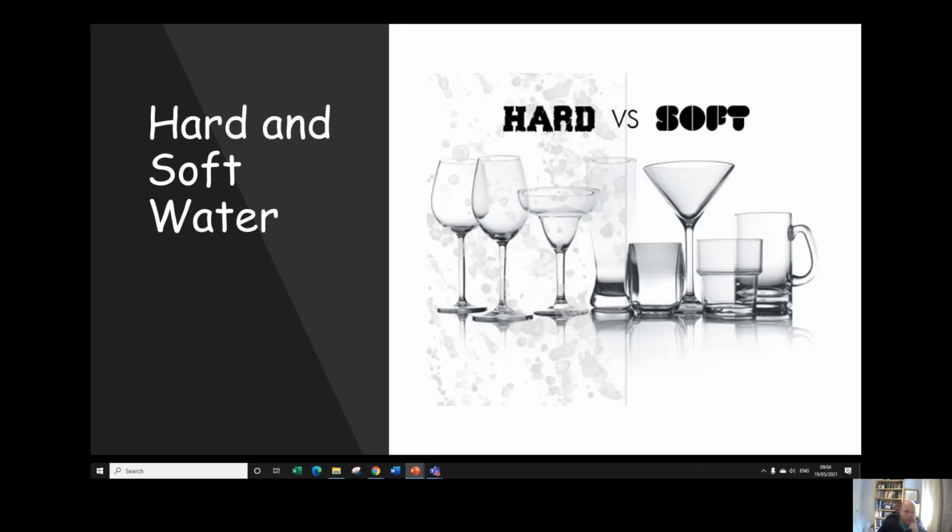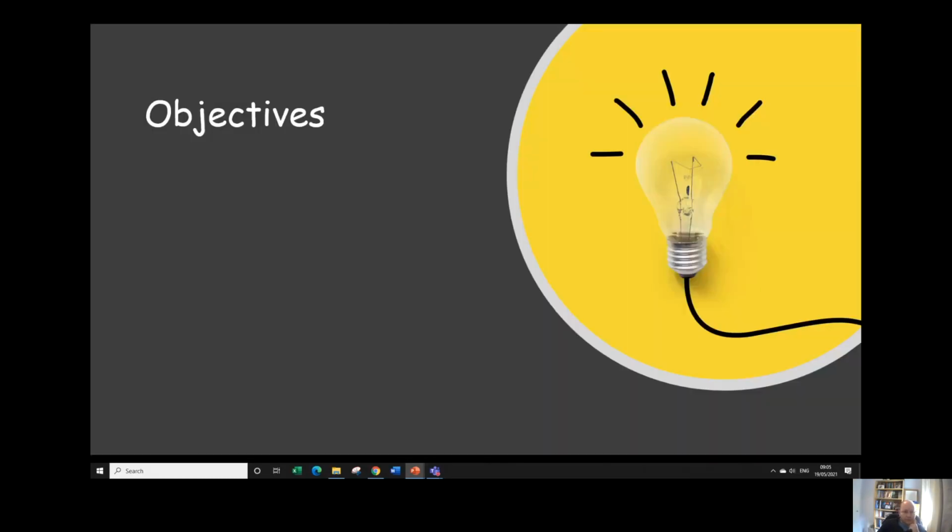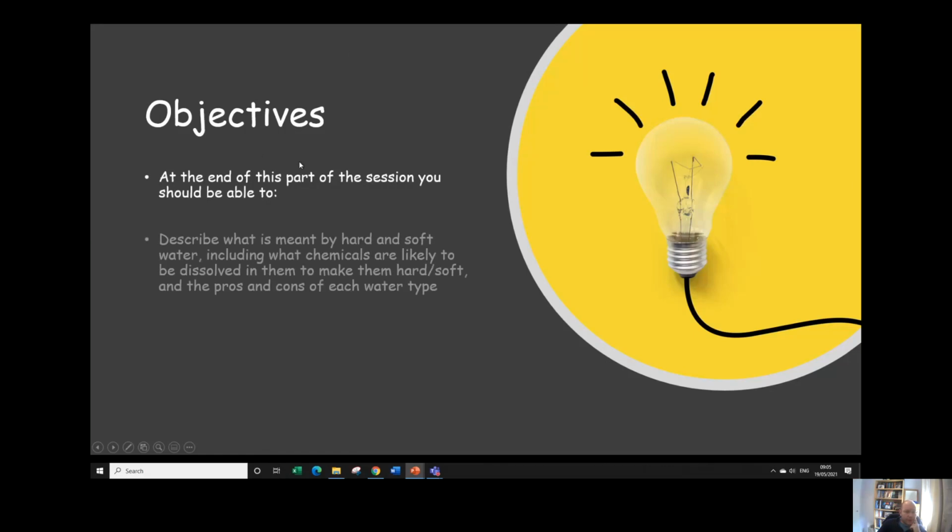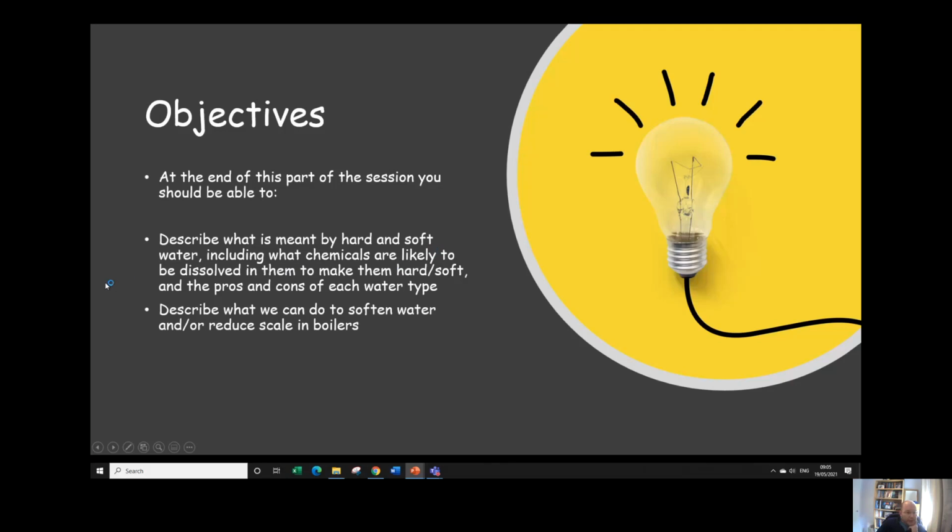Now we're going to look at hard and soft water. So the key objectives for this part of the session: I want you all to be able to describe what is meant by hard water and what is meant by soft water, and describe what chemicals are likely to be dissolved in them to make them either hard or soft, and the pros and cons of each water type. Describe also what we can do to soften water and/or reduce scale in boilers.